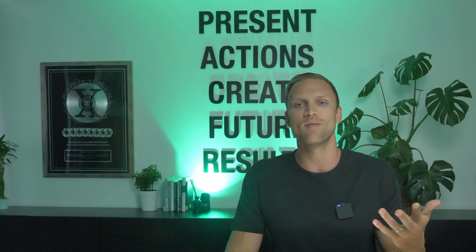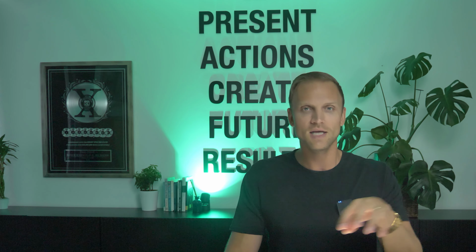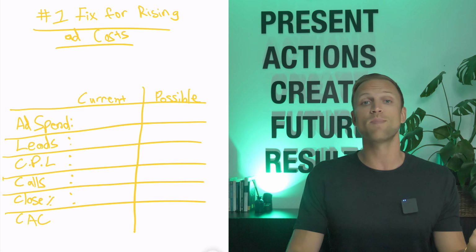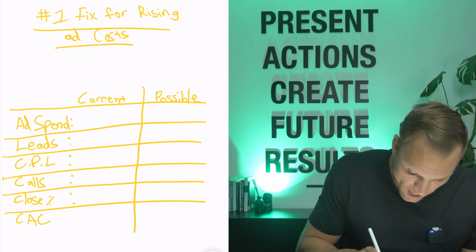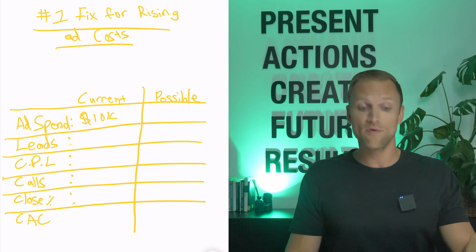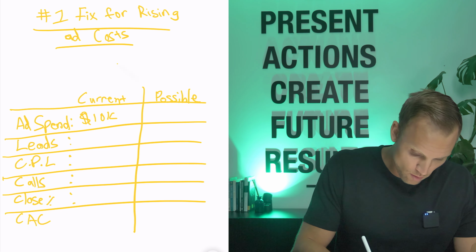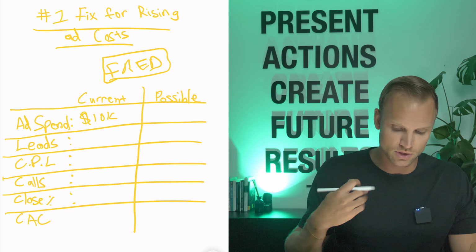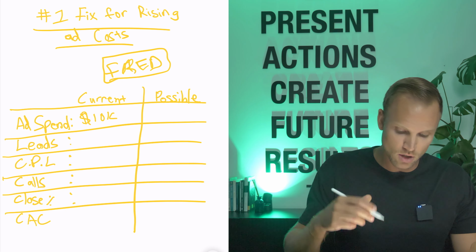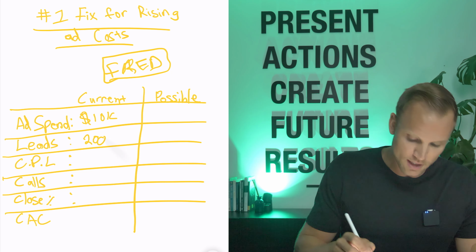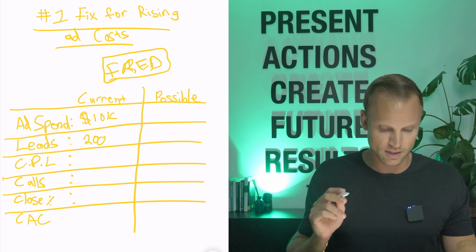But in this example, we're going to use the client name, let's just say Fred, and let's break this down. On any given month, let's say Fred spends about $10,000 on ads. So let's put down here 10K. And out of those 10K, Fred, whose name I'm going to put up here so I don't forget, and yes, my handwriting is atrocious, I know that. Let's just make that better. So with this $10,000 of ad spend, Fred actually got 200 leads.